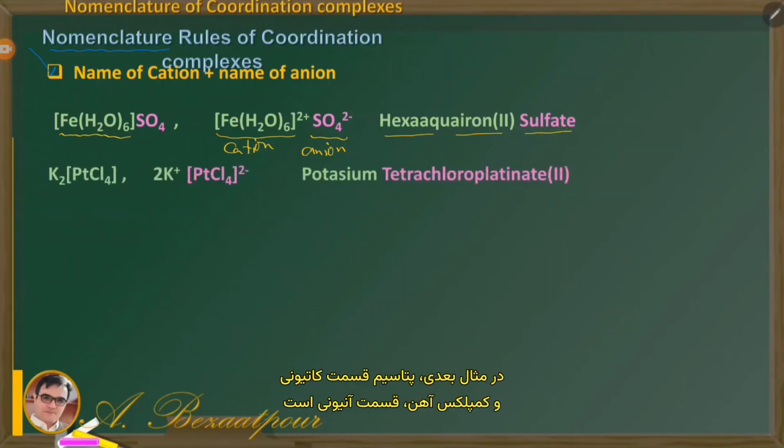In the next example, the potassium is the cationic part and the ion complex is the anionic part. Then in the naming, we can say potassium tetrachloroplatinate(II).